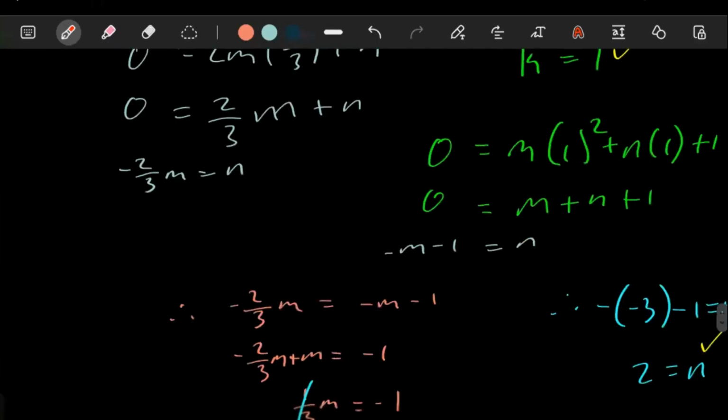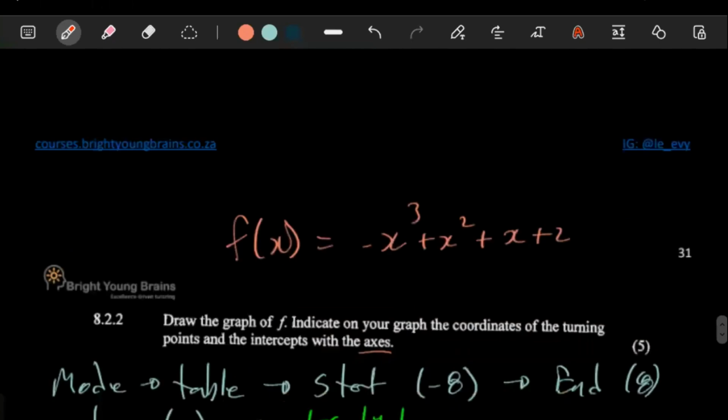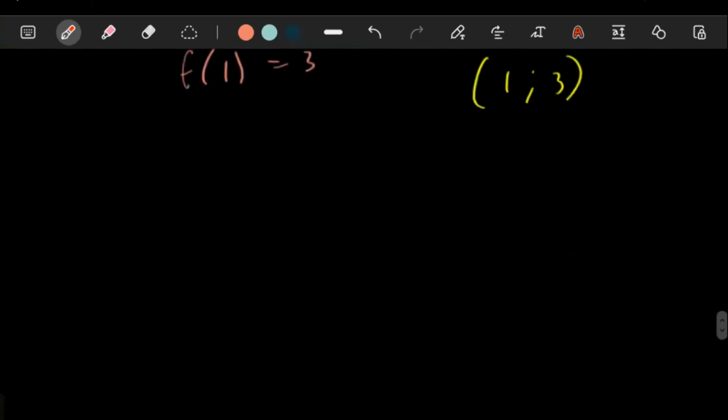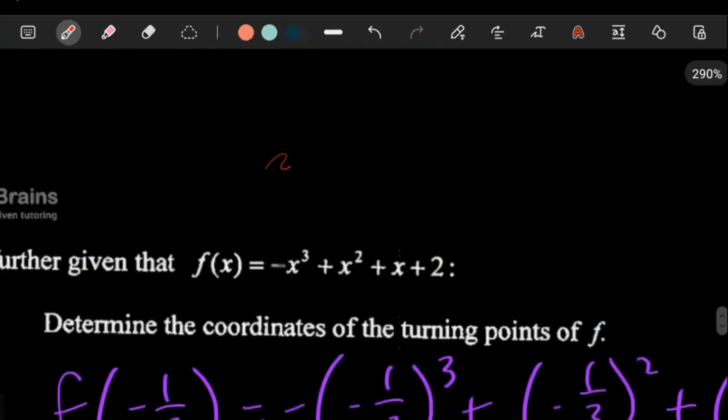Okay, question 8.3. Let's see what we got here. It says here, points E and W are two variable points on the first derivative of f, right? And then they said there are two variable points on the first derivative of f and are on the same horizontal line. Okay, so what we know is we're dealing with the equation of f, right? They gave us the equation of f here. Let me just copy it down here. Plus x squared plus x plus 2.